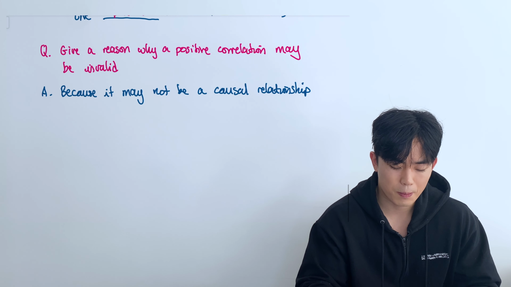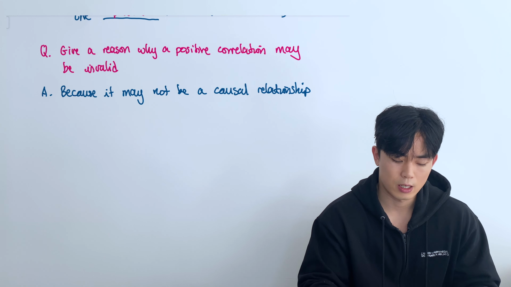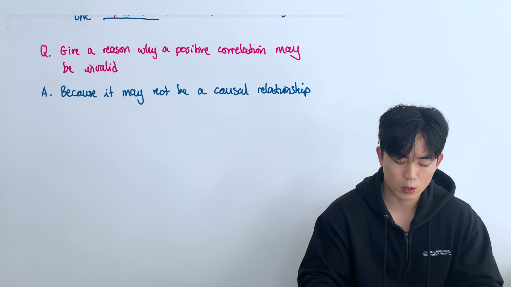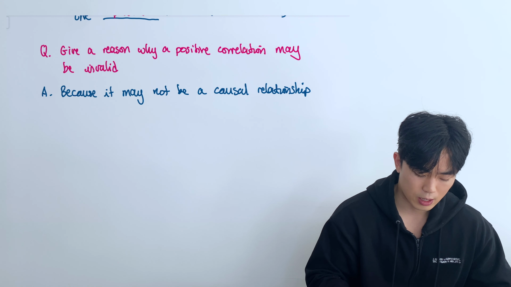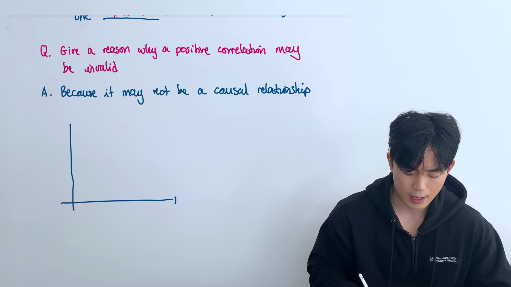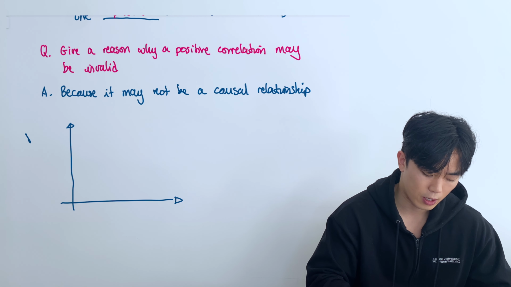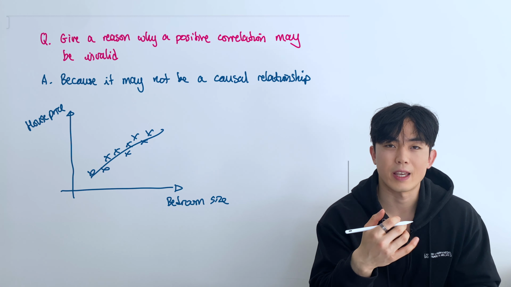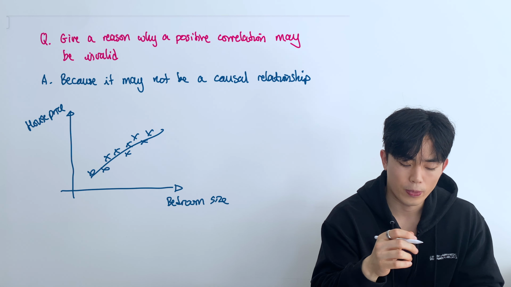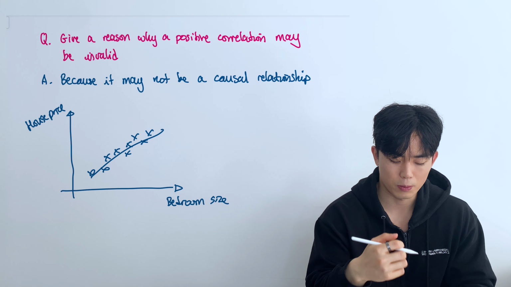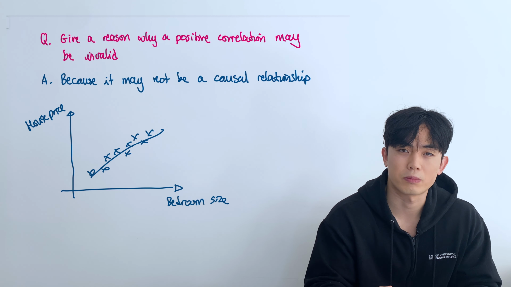Right, give a reason why a positive correlation may not be valid. In this case, you would have to say because it may not be a causal relationship. An example of this is if I were to draw a scatter diagram with house price on the y-axis and bedroom size on the x-axis. I can say that it's got a positive relationship like this. You could say, look, as the bedroom size increases, the house price would also increase. However, this is not necessarily the case, because it could be other factors which increase the price of the house.